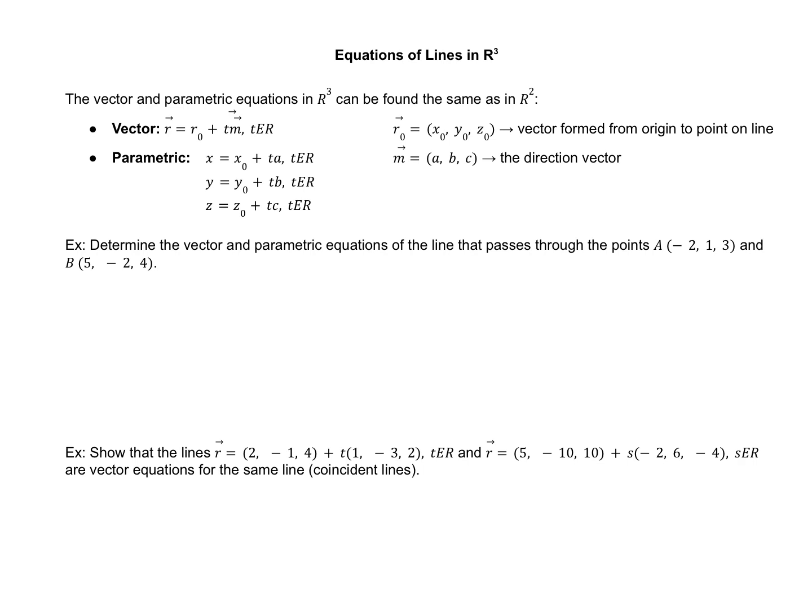So just like in R2, the vector equation is made up of the sum of a vector that begins at the origin and ends at any point on the line, plus a parameter times the direction vector. And if you break down those components, we get our parametric equations for x, y, and z. So let's give that a try.